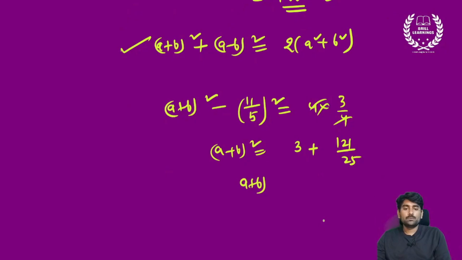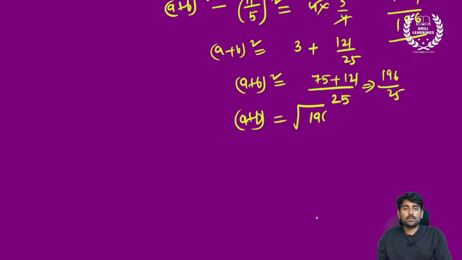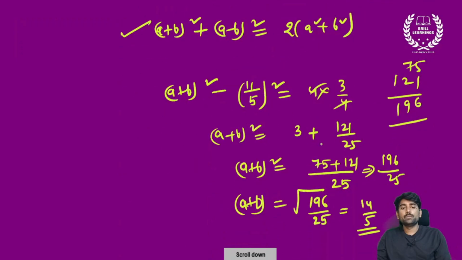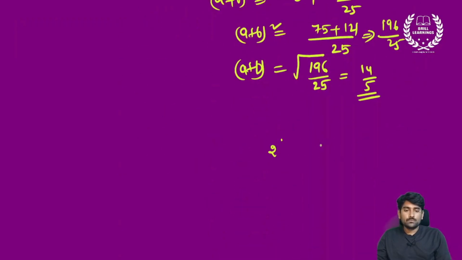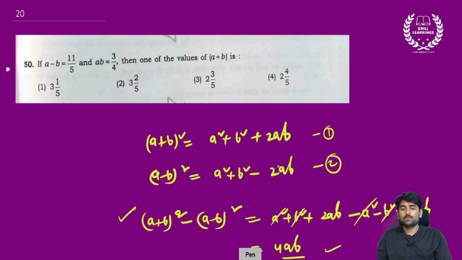Now a plus b whole square is equal to 25 3s are 75 plus 121 by 25, which is equal to 75 plus 121, 196. That is 196 by 25. So a plus b is equal to under root of 196 by 25, which is equal to 14 by 5. This is the right answer here. So they have given it in mixed fractions. Convert this improper into mixed. 2 5s are 10, so 2 4 by 5 is our answer. 2 4 by 5. The fourth one is the right answer here.